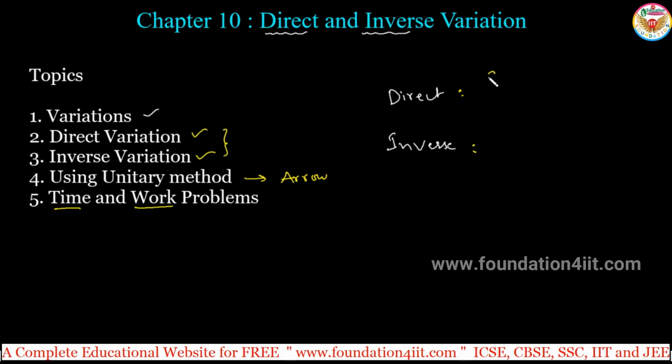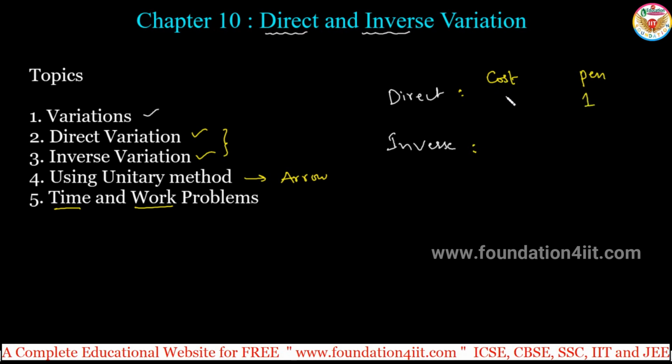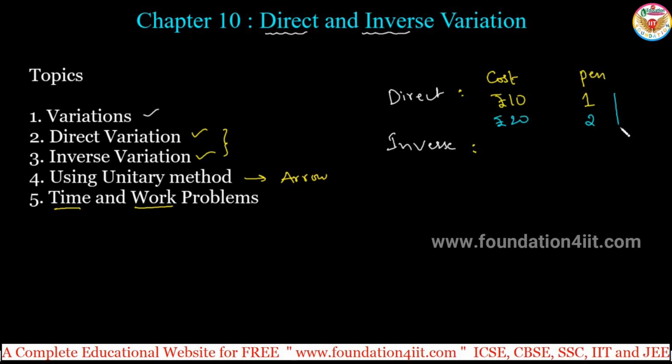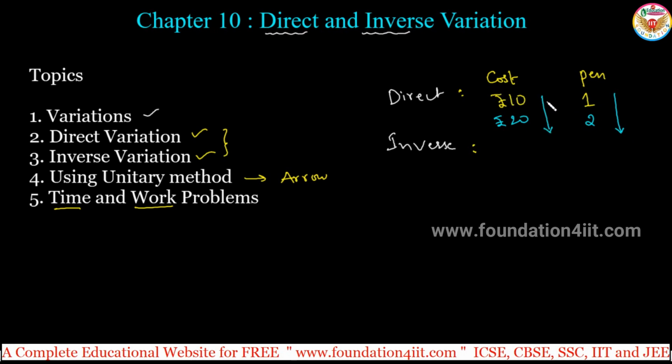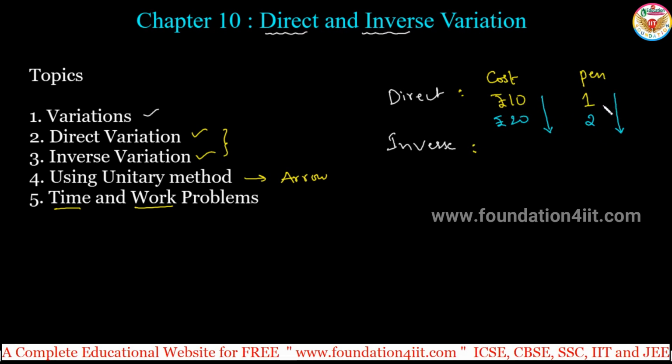So let us take two quantities, like cost and number of articles. For example, if you take a pen, one pen costs rupees 10. Then for two pens, it must be 20 rupees. So the number of pens is increased, then the cost is also increased, right? Two quantities are said to be in variation if a change in one quantity causes a corresponding change in the other quantity also. So if one quantity increases and the other quantity also increases, that comes under direct variation.